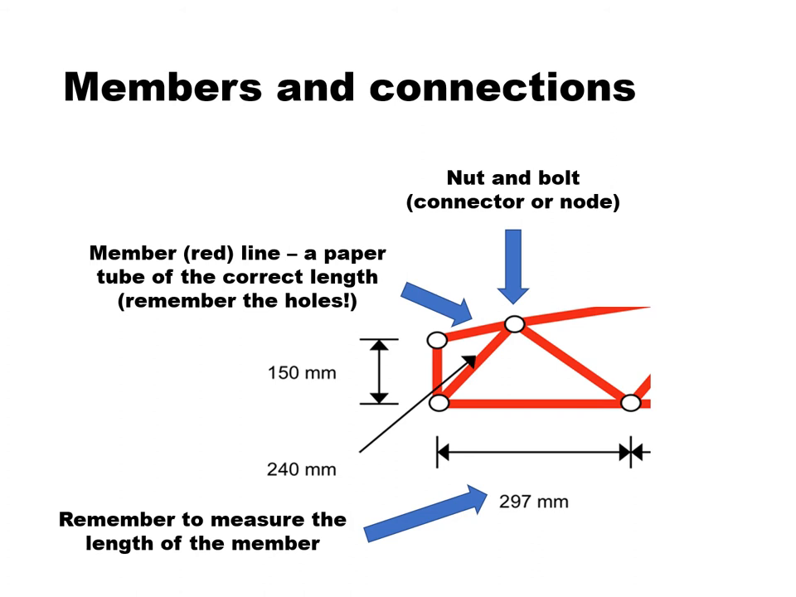Here you can see an expanded view of the bridge drawing, showing the bolt locations or the node locations and the dimensions of the sections. Make sure you measure the sections properly before you cut them, and always write on the tube what size it is once it's been cut.